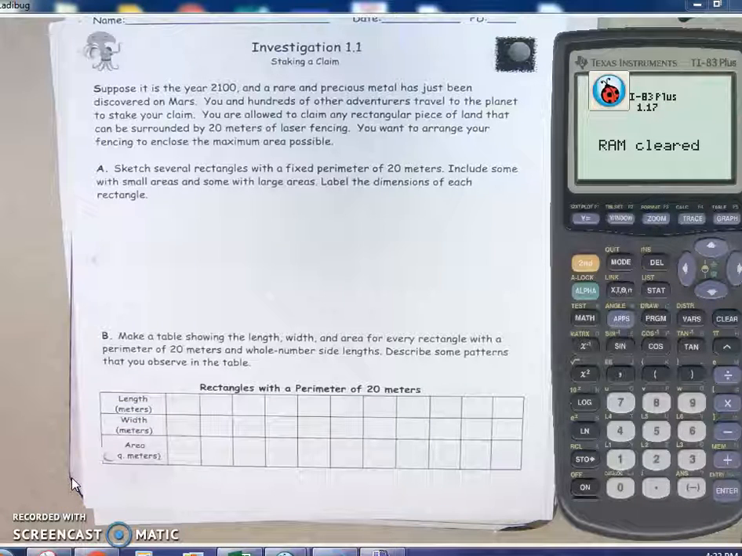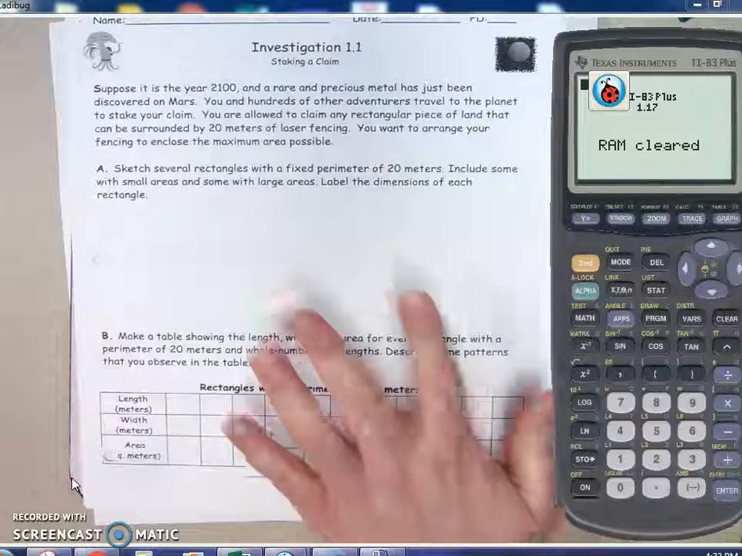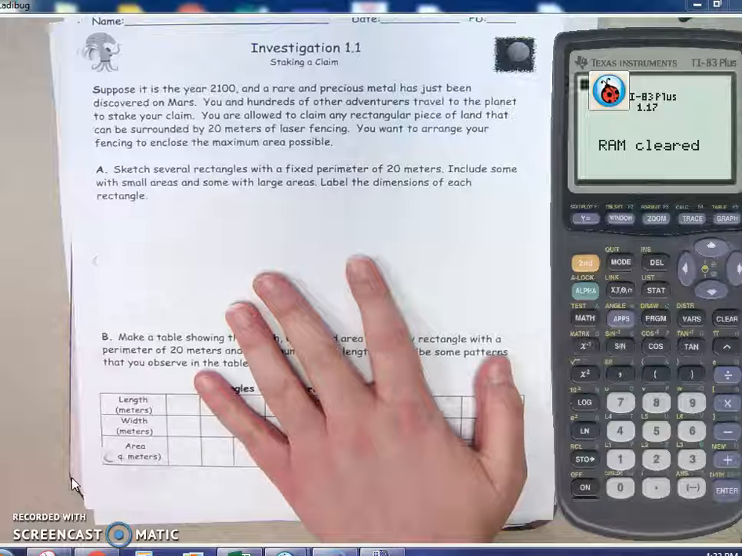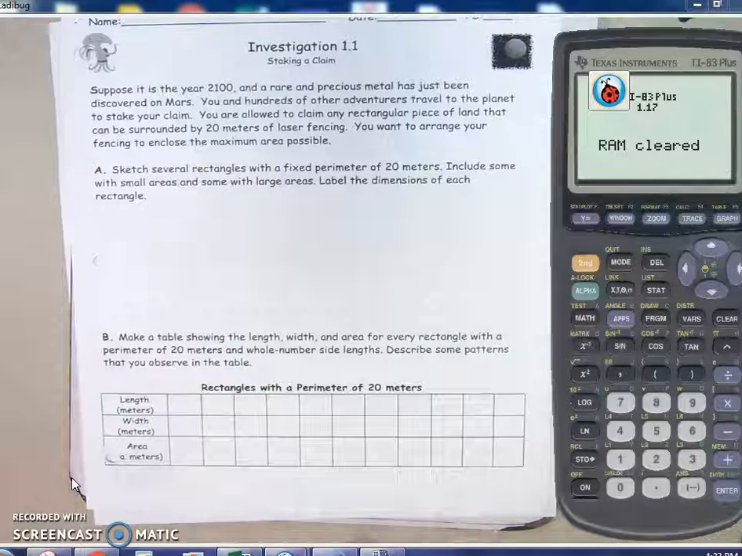We're going to look at a special kind of graph called a parabola, and this is just an introduction to some parabolic graphs. So I'm going to read to you a situation. If you have a worksheet that looks like this, then you can fill this in with me, and if not, then just follow along and you can create the table and sketch the graph on graph paper.